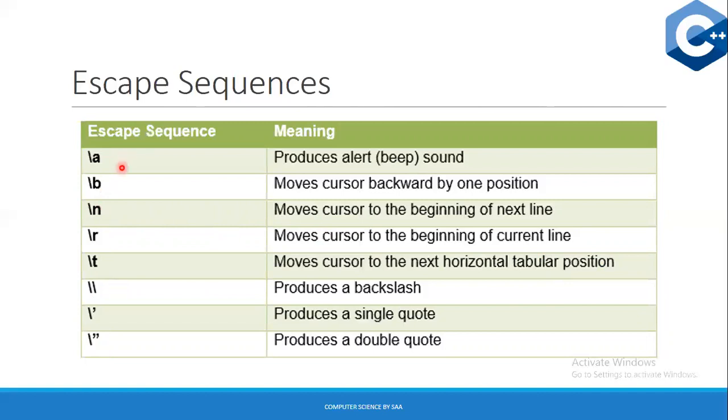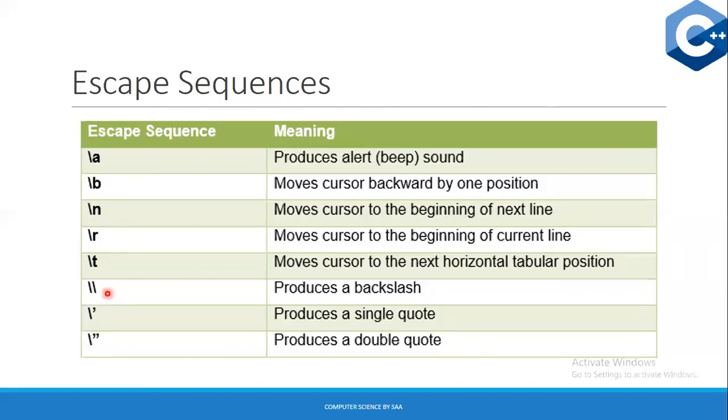The \a escape sequence is used to produce a beep sound. \b is used to move the cursor backward by 1 position. If we want to move our cursor to the beginning of the next line, we use \n. If you want to move the cursor to the beginning of the current line, \r is used. \t is used to move the cursor to the next horizontal tabular position. Basically, it is used to add 5 spaces, or to add a tab in our text.